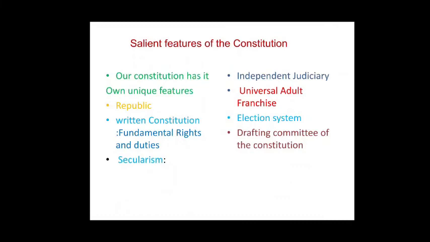The next point is the universal adult franchise system. The Constitution provides for adult franchise. All citizens above 18 years of age may exercise their right to vote. It symbolizes the sovereign absolute power of the people. So, universal adult franchise system.